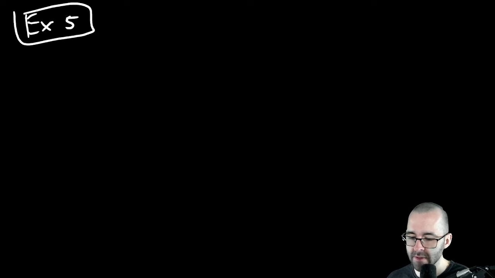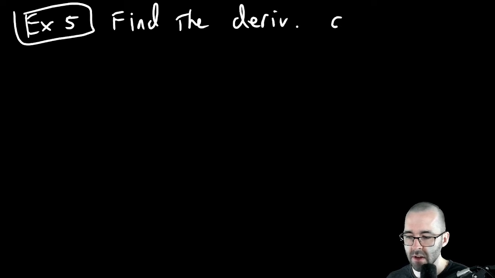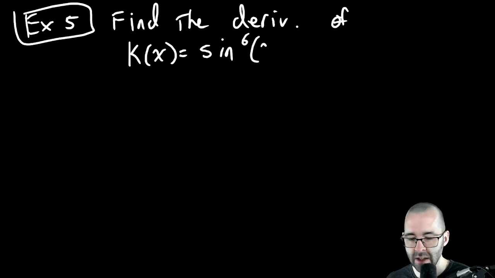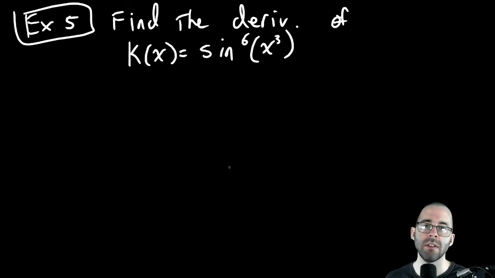Let's do 2 examples. Example 5. Find the derivative of k of x. We should really use k to be consistent with our letters. K of x equals sine to the 6th of x cubed. And again, you could write this with f's and g's and h's, or you could try to apply these and use the shortcut. Both are okay. You could also use Leibniz notation. A bunch of different ways that you can approach this problem.